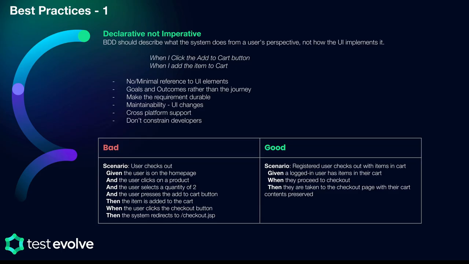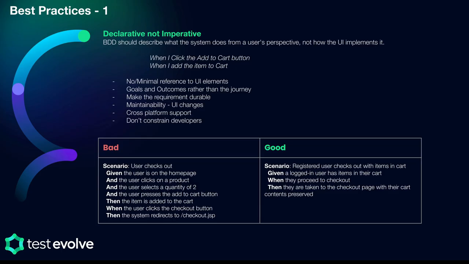We also don't want to constrain the developers. So if we start talking about particular flows or making UI decisions, it really does constrain them. So we want to keep our scenarios as high level as possible, but be very clear about what the business logic actually is, what the system should do from a user's perspective. We've got a couple of examples here.